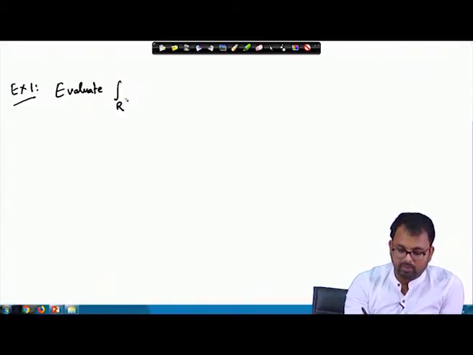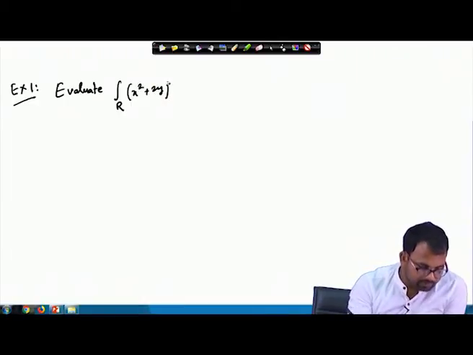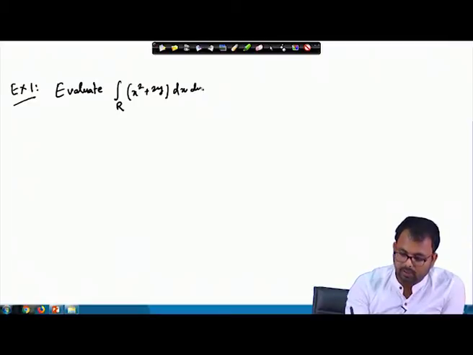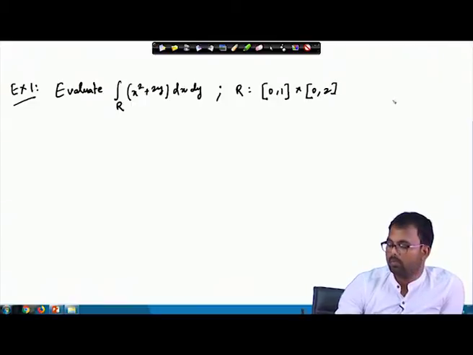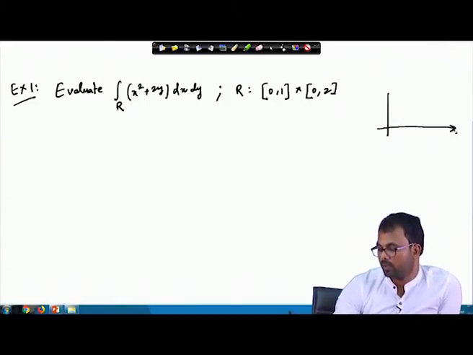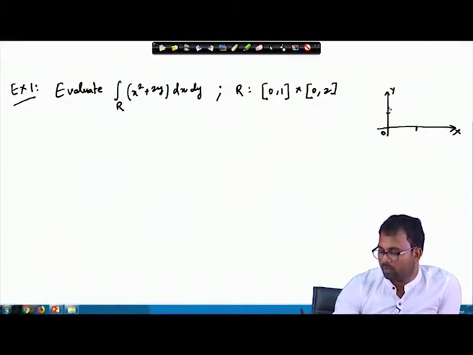All right. So, integral over the rectangle R, x square plus 2y dx dy, where our R is basically 0 comma 1 times 0 comma 2. So, that means our rectangle looks like, so 0 comma 1 and 0 comma 2. So, this is our range of integration. So, that is our rectangle R, and this is where we have to perform the integration.